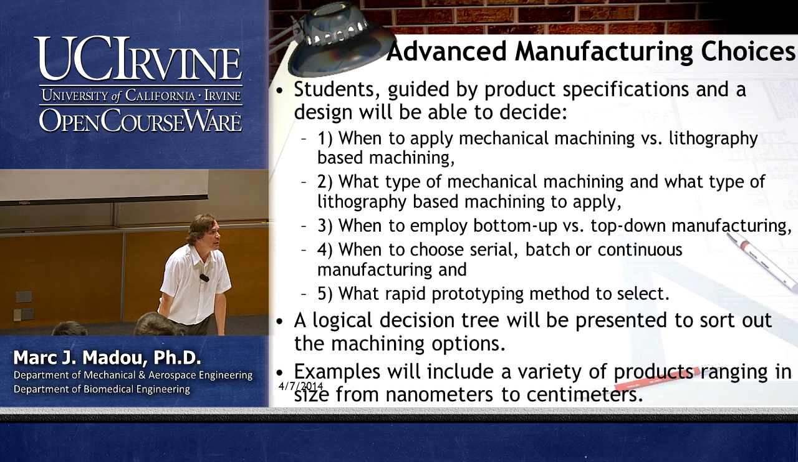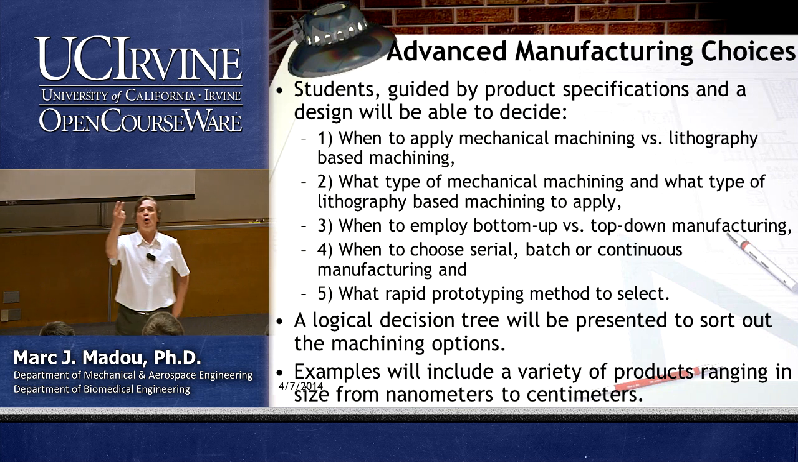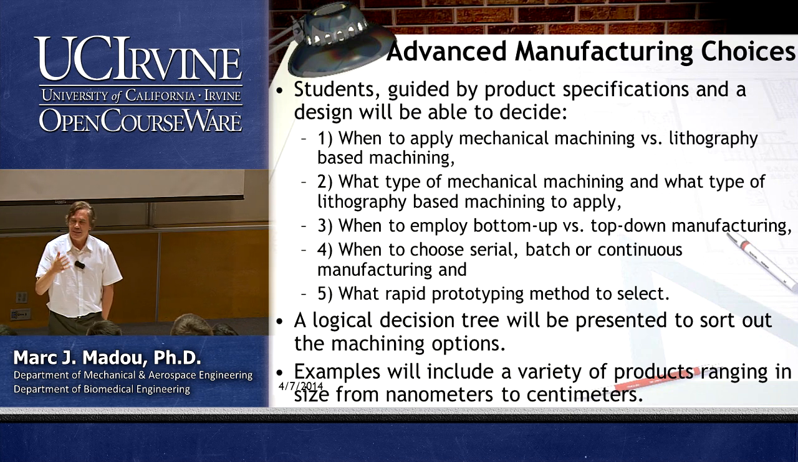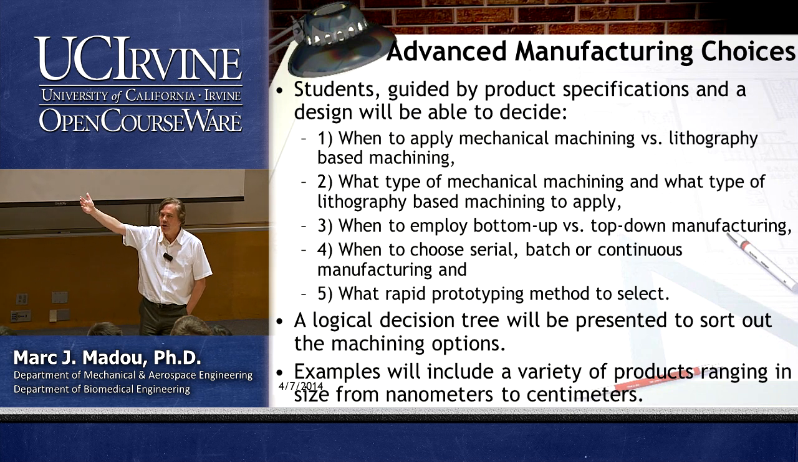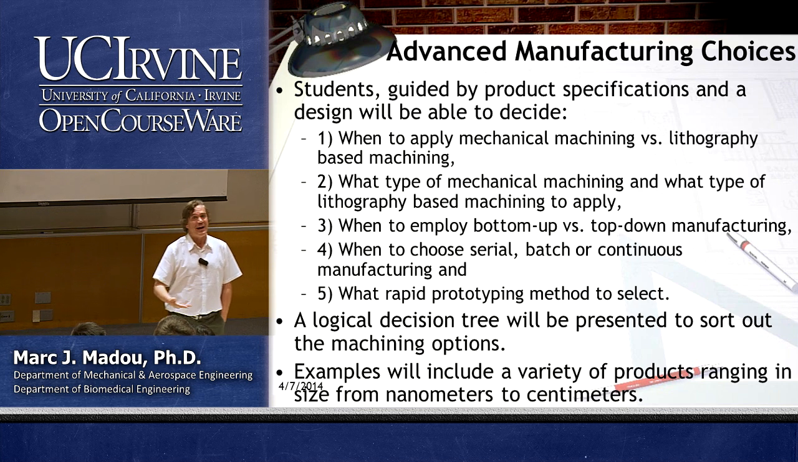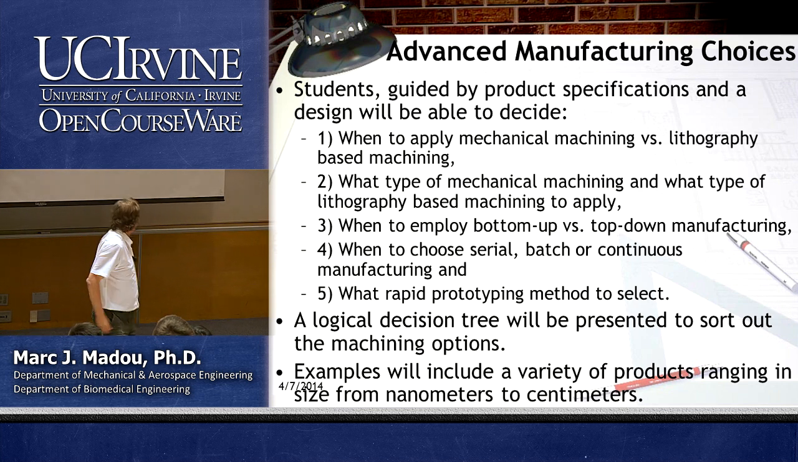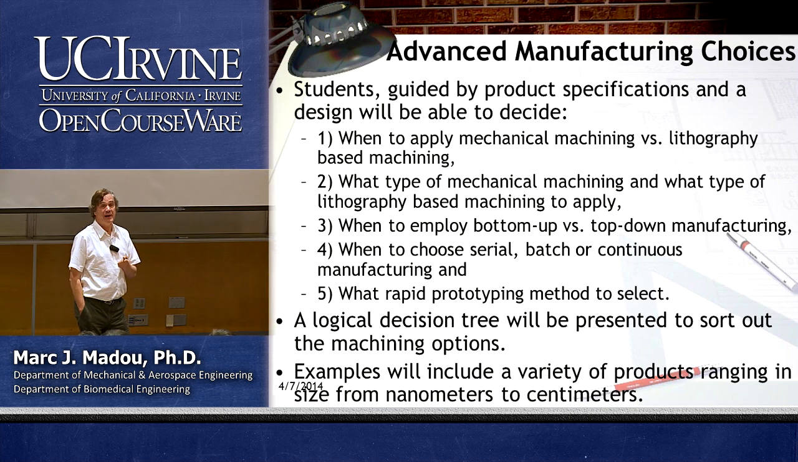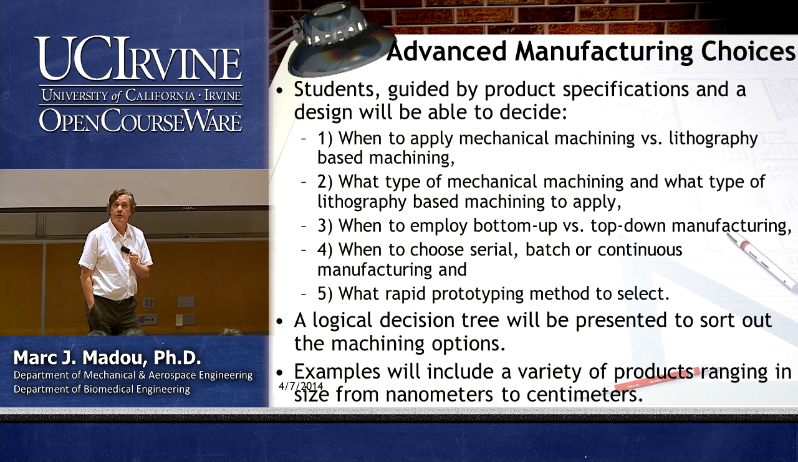Probably a typical product that we make will have two orders of magnitude or three orders of magnitude in size. Whereas in nature, like in the case of the tree, you're talking about 21 orders of magnitude. So we have a lot to learn. And that's, by the way, one of the reasons why we are looking at this bottom-up manufacturing as a possibility for the future.